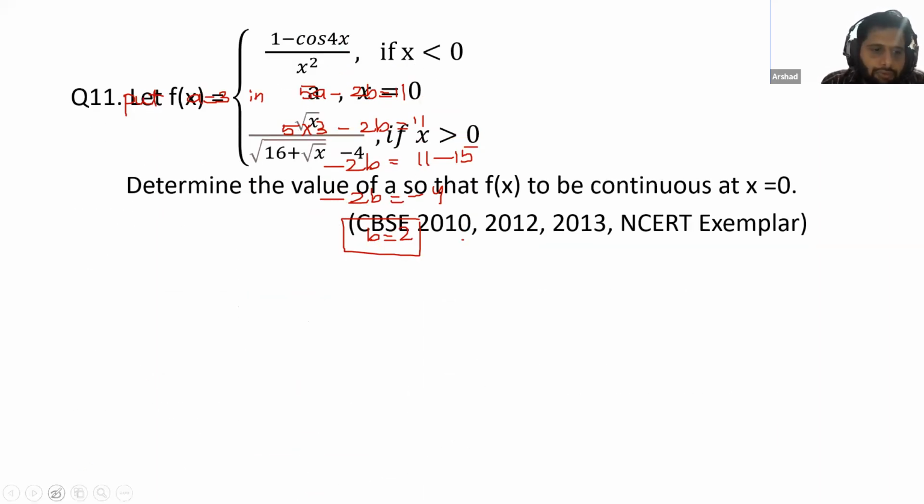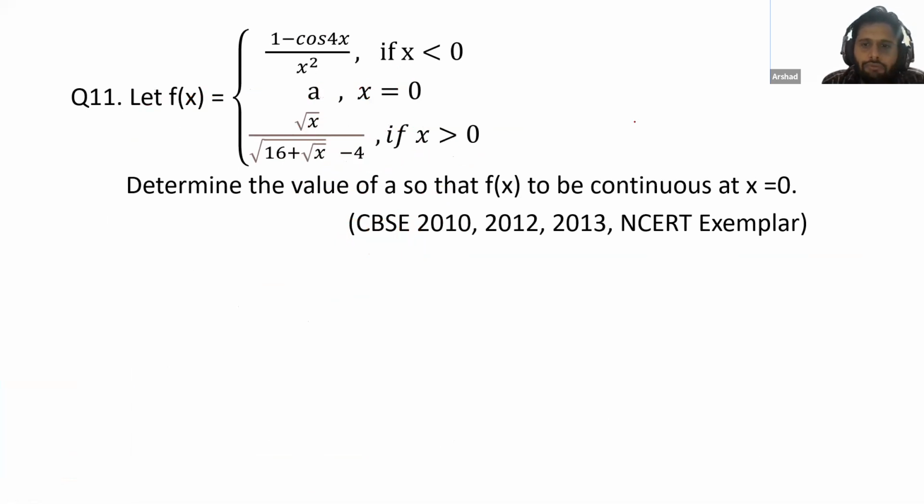Then we have one more question. This question you have to do in homework. This is also a very important question. This came in CBSE 2010, then 12, then 13. Even it is there in the NCERT exemplar. Please complete this. I will check your homework next week. This is a very good question, very important one. Please complete this question. All of you, please raise your hands once you have noted down this so that we can start the next question.